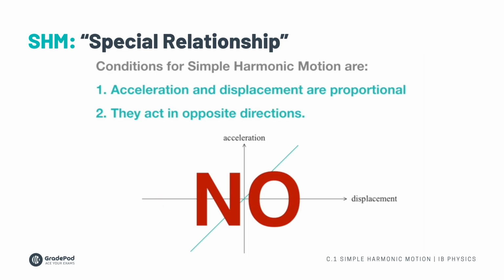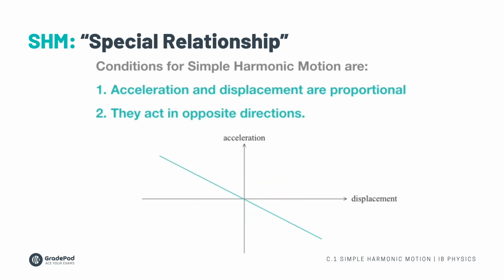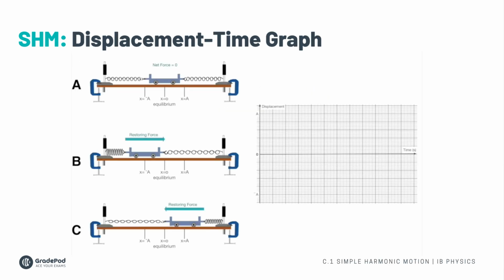However, this is not quite right, because if we take condition 2 into account, we see that they act in opposite directions. So we want them both to increase by the same factor, but we want to represent the fact that they go in opposite directions. So we can plot the graph looking like this. If you have an object that's executing simple harmonic motion, this graph would always be relevant for that object. So if you see this graph, you know that the object is undergoing simple harmonic motion. I'd like to go back to this card, because that's not the only graph that you have to be comfortable with when you're looking at SHM.